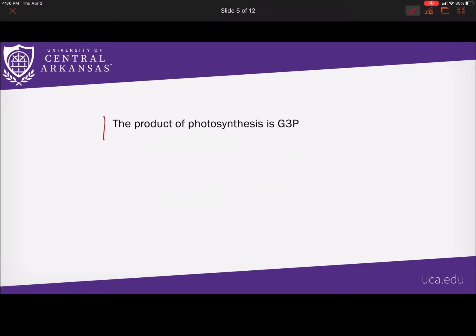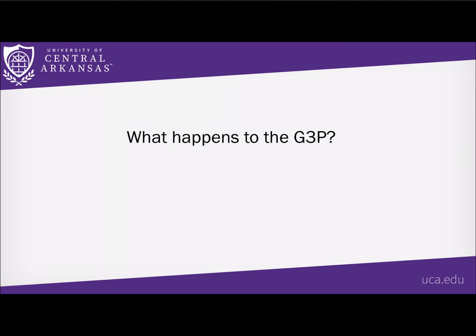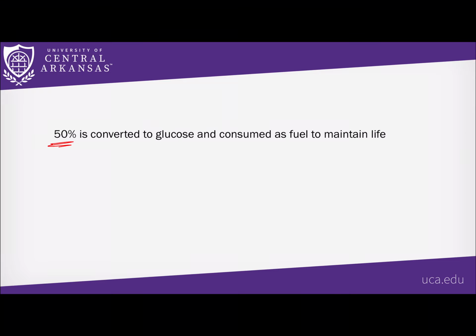So the product of the photosynthesis is G3P, which is carbohydrates. It has carbon, hydrogen, and oxygen. So what happens to this one? What happens to the G3P which is produced? Now 50% of the G3P is converted into glucose, and it is used by the plant to maintain its life.